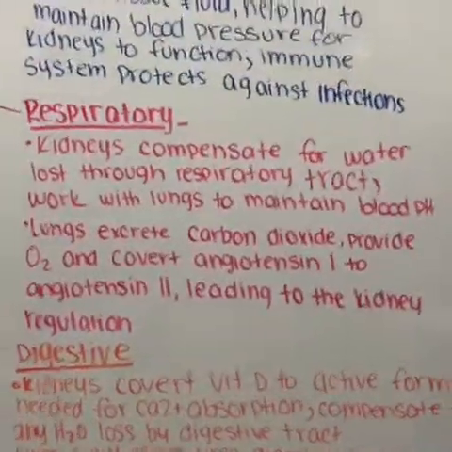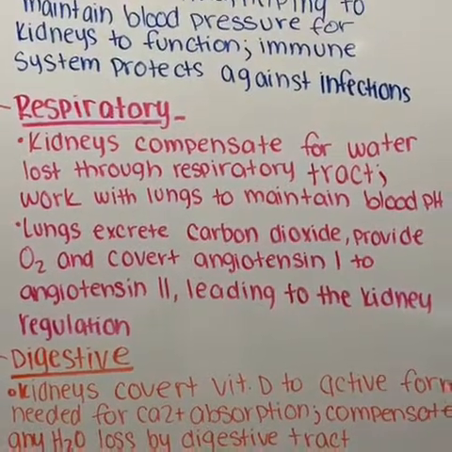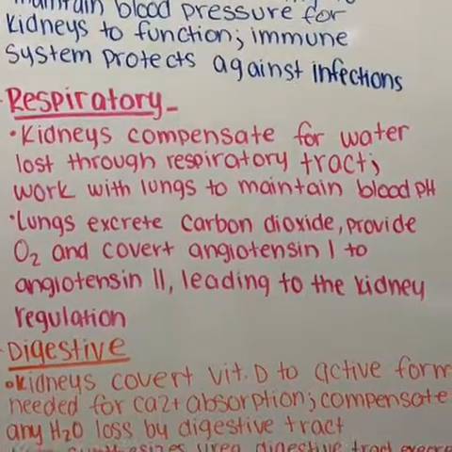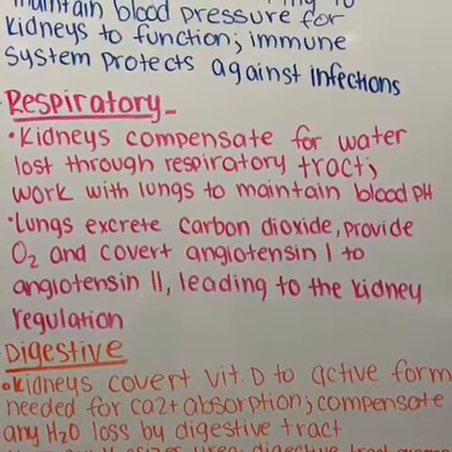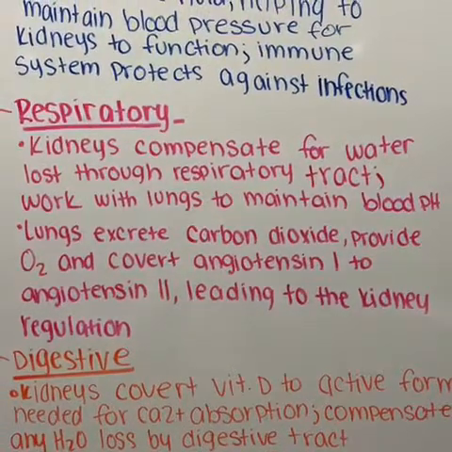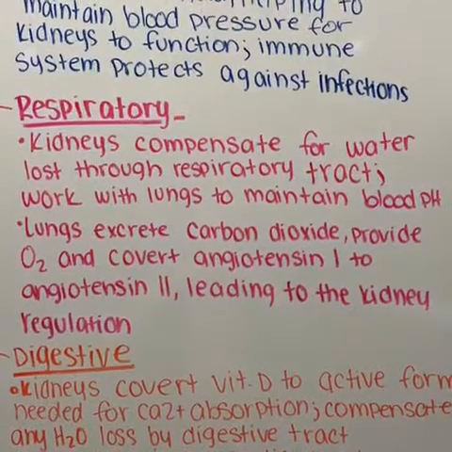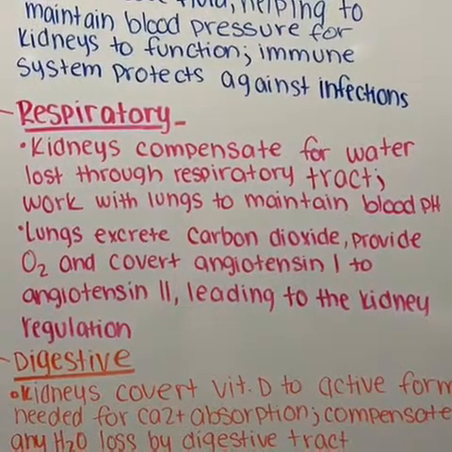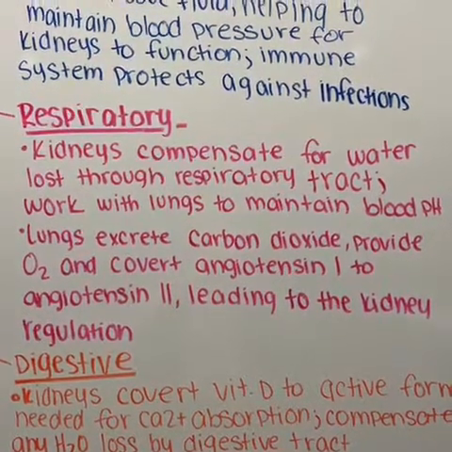The respiratory system. Kidneys compensate for water loss through the respiratory tract. The kidneys work with the lungs to maintain blood pH. The lungs excrete carbon dioxide to provide oxygen and convert angiotensin 1 to angiotensin 2, leading to kidney regulation.